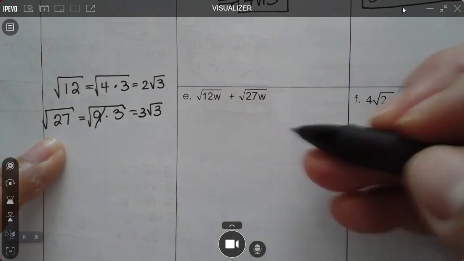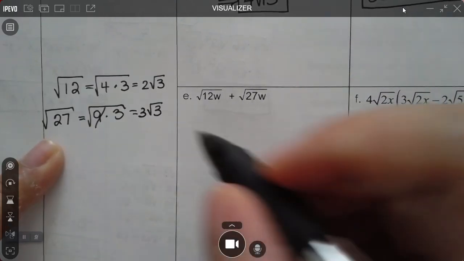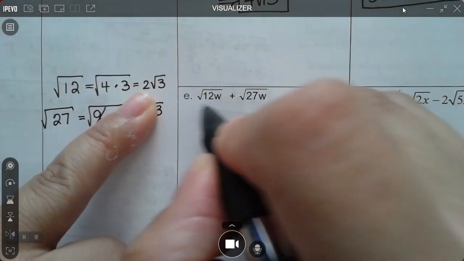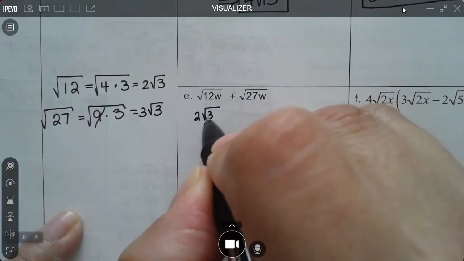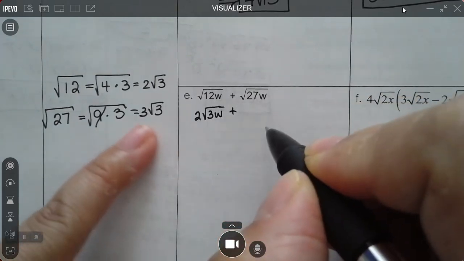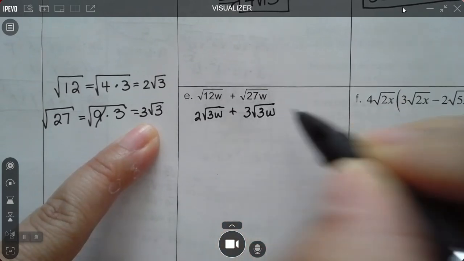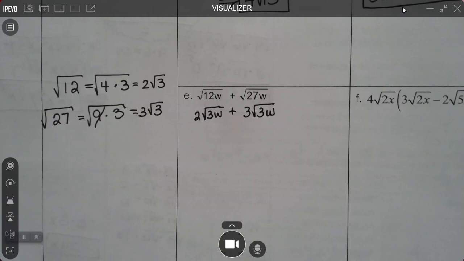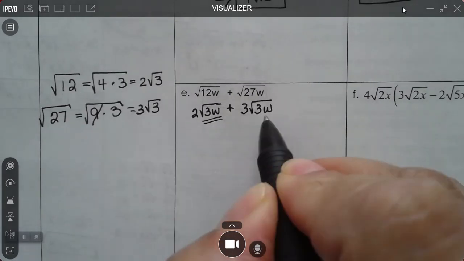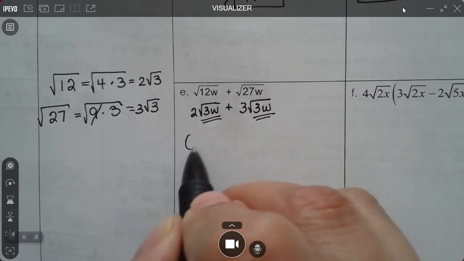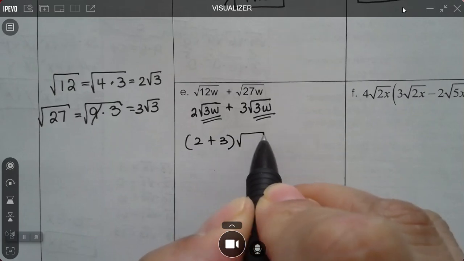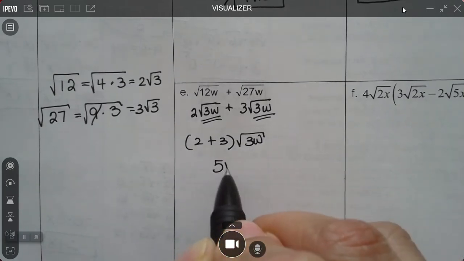Okay, now we're going to plug stuff in to simplify this. Clear? For the radical 12w, this is going to become 2 radical 3w. And this one is going to become 3 radical 3w. Okay, Gabby, are these like terms? Why? They both have what? What is that number? 3w. Okay, so now combine your coefficients. What's 2 plus 3? So it's going to be 5 radical 3w.